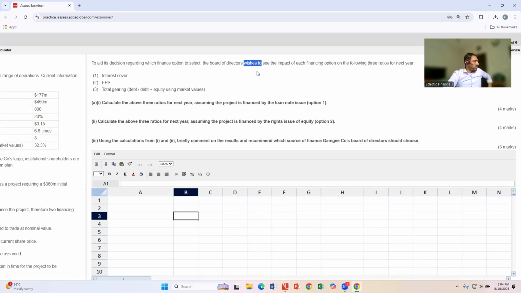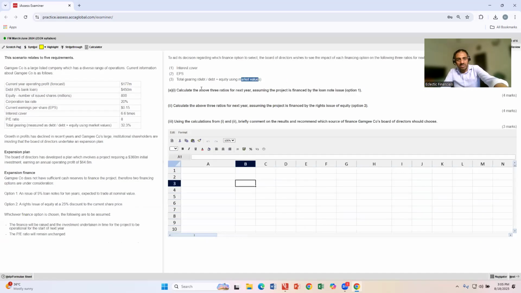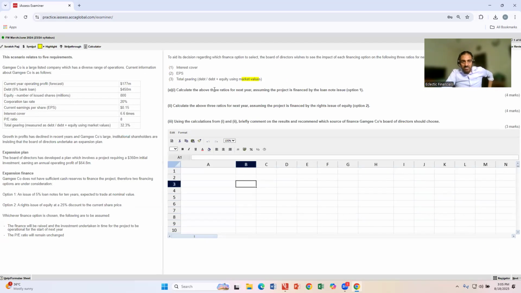Very quickly, the ratios: interest cover, EPS, gearing. Here, don't forget, gearing is about market values. So three specific ratios, very commonly based on past papers: interest cover, EPS, gearing.